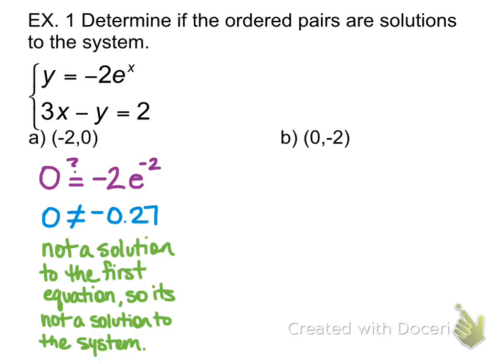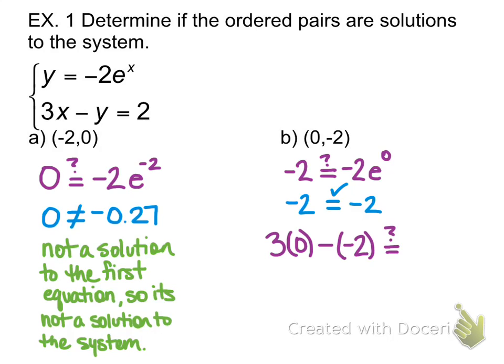Okay, now we're going to try B, 0, -2. So I'm going to put 0 in the place of x and -2 in the place of y. So first let's plug it into the first equation. So I'm trying to see if -2 equals -2 times e to the 0. So you can type that into your calculator, and it turns out that -2 does equal -2. So that's good. Now I need to plug that ordered pair into the second equation because it has to work in both of them to be a solution to the system.